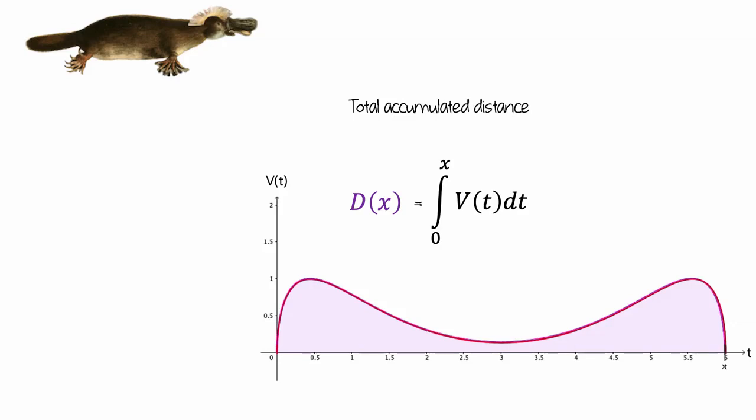Now, one thing that might look a little strange is that there are 2 variables, t and x. Both t and x are time variables, however, they serve different purposes. The x variable tells you that you're accumulating distance from 0 to x, and the t variable is used in the product of v of t times dt to compute the distance.